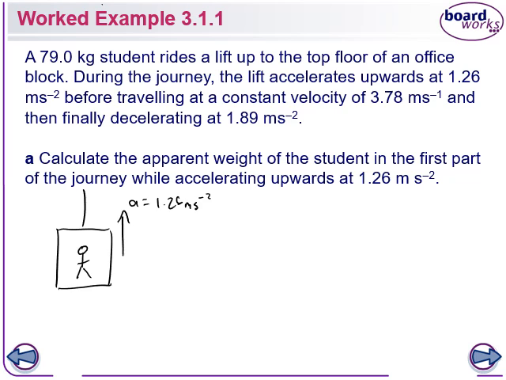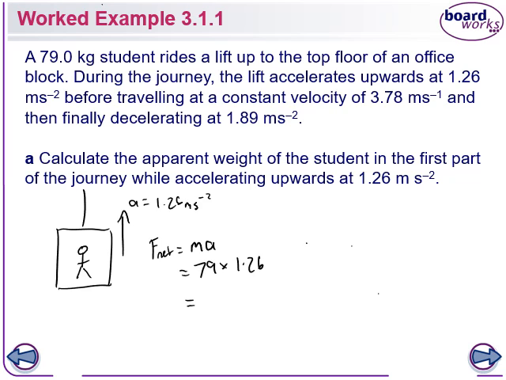All right, so we know that that acceleration upwards is caused by our net force. Any acceleration is caused by the net force. So F net equals ma. So our student is 79 kilograms, multiplied by 1.26, and so the net force acting upwards is whatever that is. And I get 95.76.